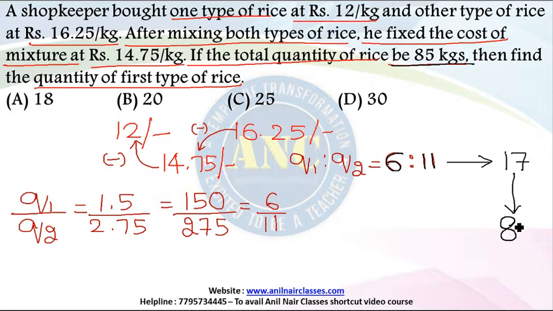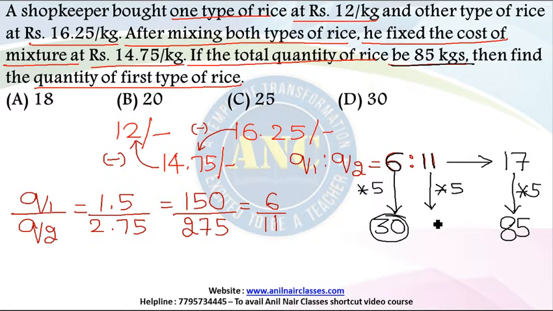Simple. 17 is becoming 85. Multiply by 5. 6 also multiply by 5, because they are asking you the first quantity. According to ratio, first quantity is 6. 6 into 5 is 30. If they ask you second quantity, that also can be very easily told as 11 into 5, 55. But in this question, the question asked is the first quantity, answer is 30.